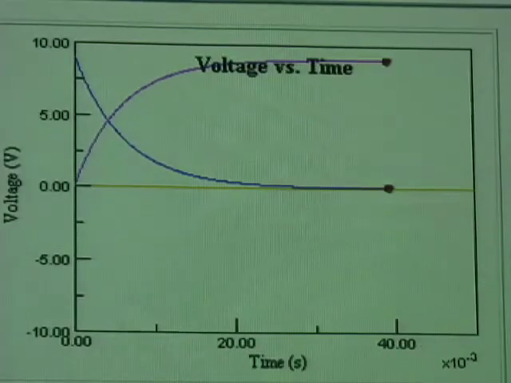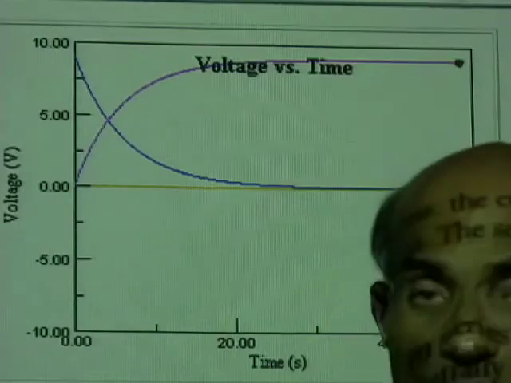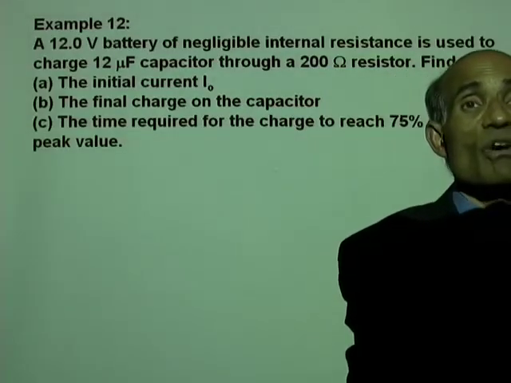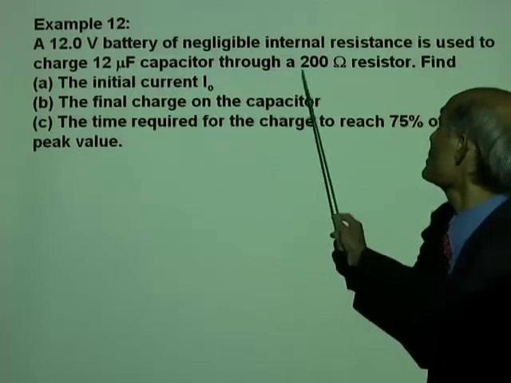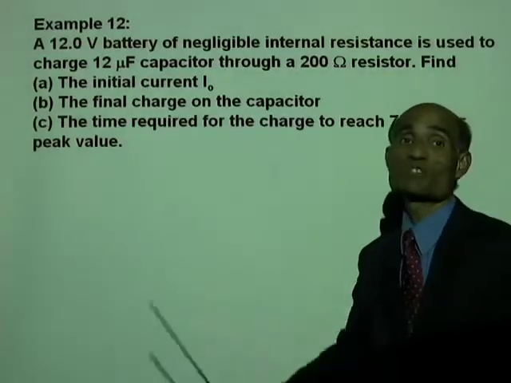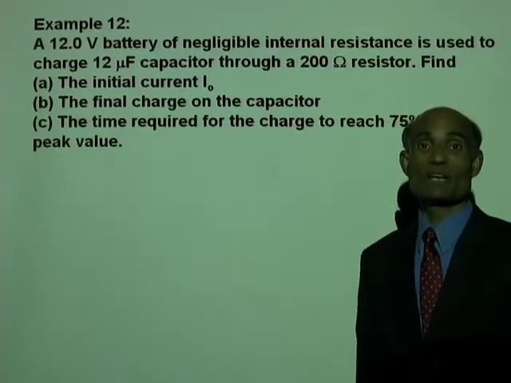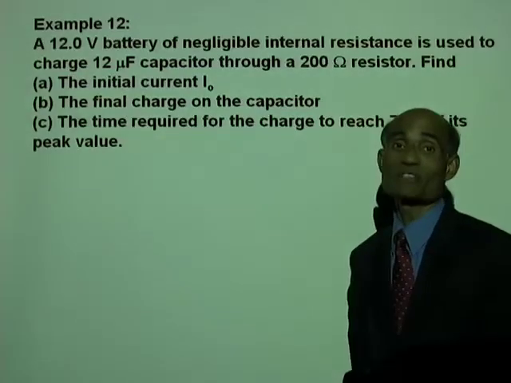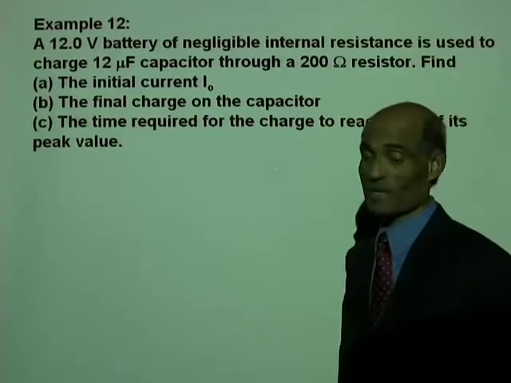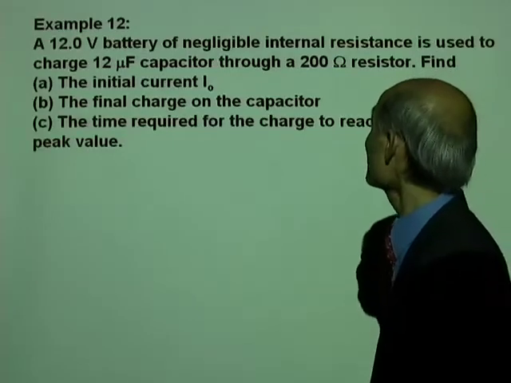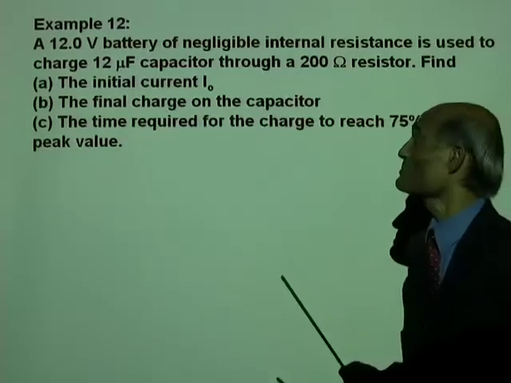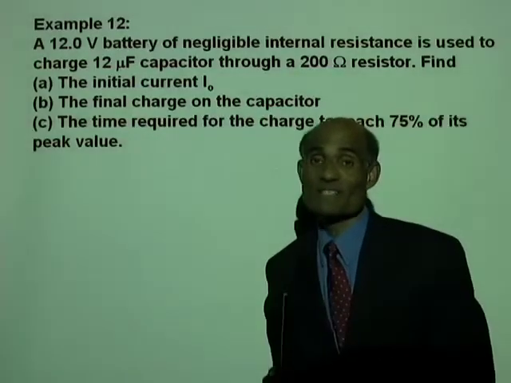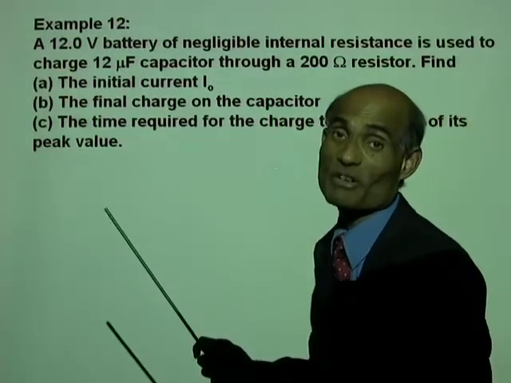Well, I think you are now saturated with information, so let's get out of it. Let's now solve a problem. A 12-volt battery of negligible internal resistance is used to charge a 12 microfarad capacitor through a 200 ohm resistor. Find the initial current I0, the final charge on the capacitor, the time required for the charge to reach 75% of its peak value. Well, if you remember some of the equations we developed, this is a very simple problem.